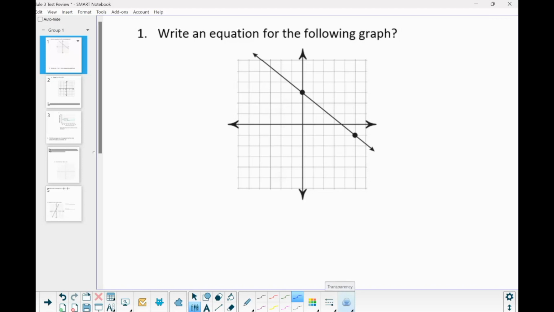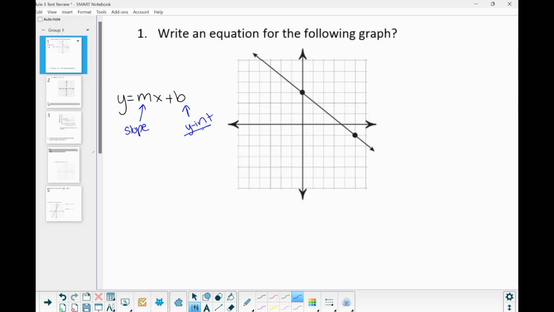Alright guys, today we're going to be going over our Module 3 test review. So our first question says, write an equation for the following graph. Now, this is a line, so we know this is linear. We know we're going to be using our slope-intercept form, y equals mx plus b, where b is our y-intercept and m is our slope.